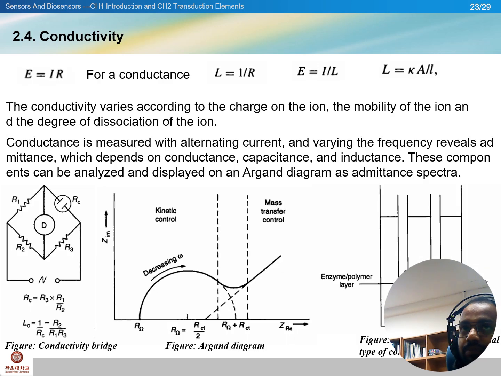Now conductivity. The conductivity varies according to the charge on the ion, the mobility of the ion and the degree of dissociation of the ion. The conductance is measured with alternating current, and varying the frequency reveals admittance, which depends on the conductance, capacitance, and inductance. The components can be analyzed and displayed on an Argand diagram as admittance spectra.